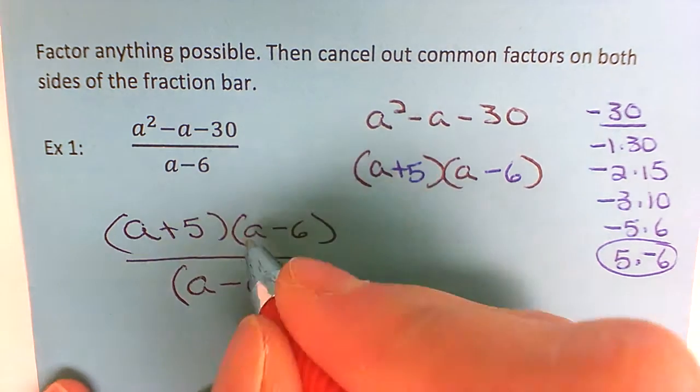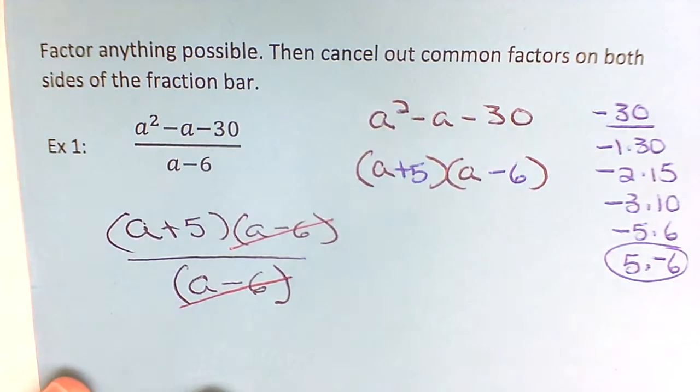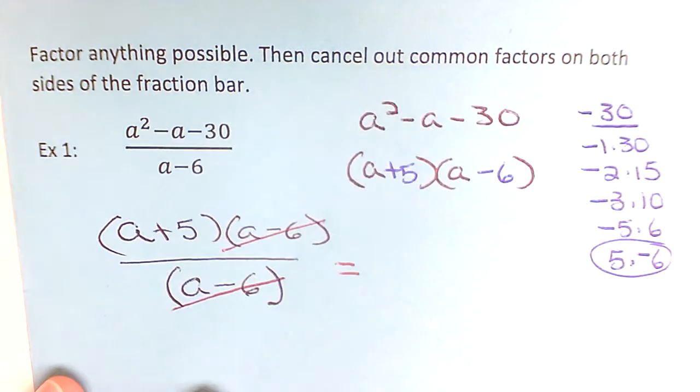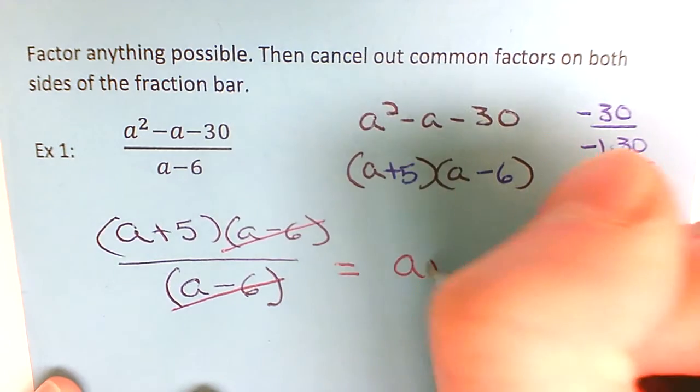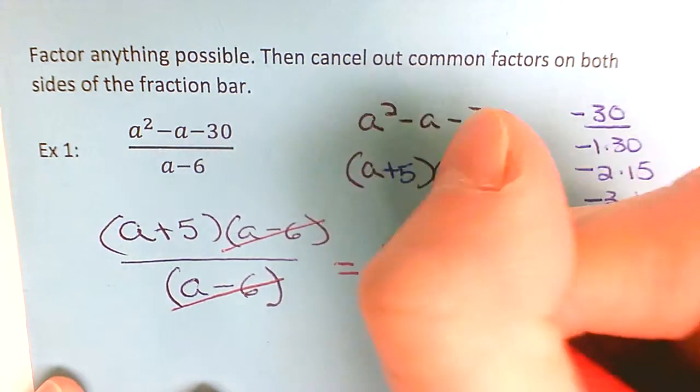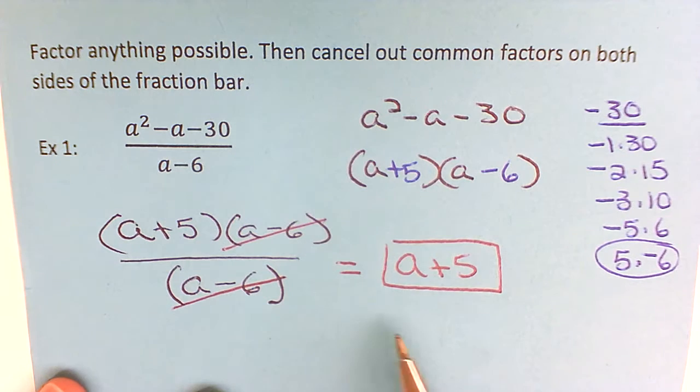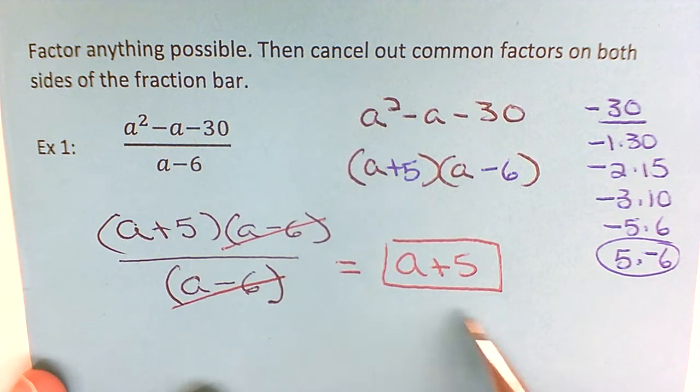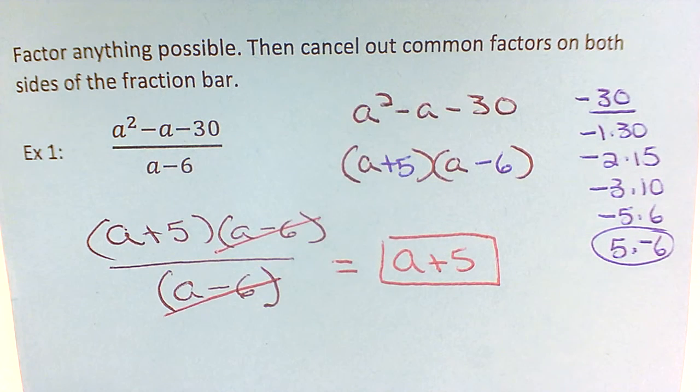A minus 6 and a minus 6 cancel each other out. So that means my answer is whatever's remaining, and that's a plus 5. Remember, when there's nothing on the bottom of your fraction, you do not have to put the 1, so I would just write my answer like this.